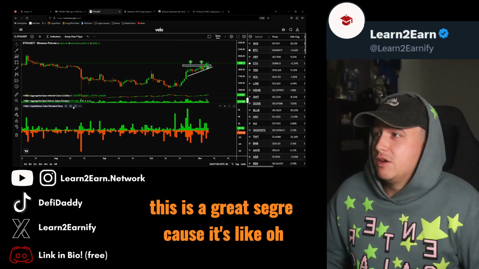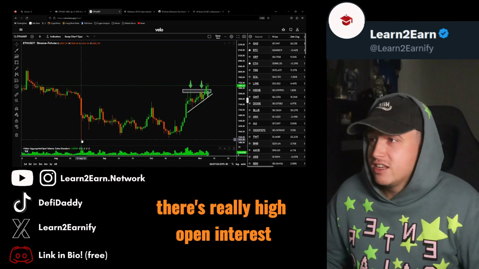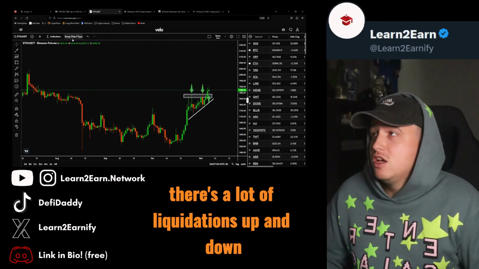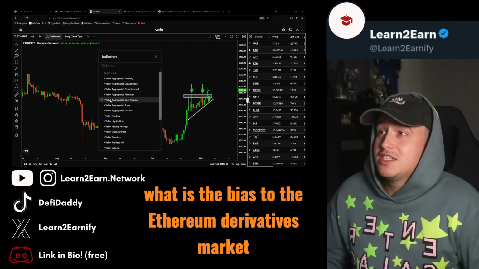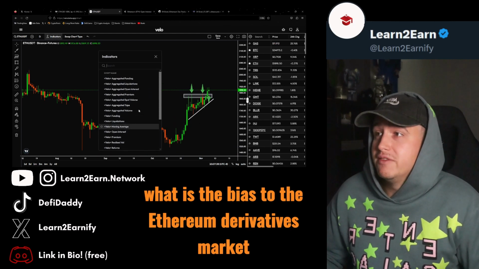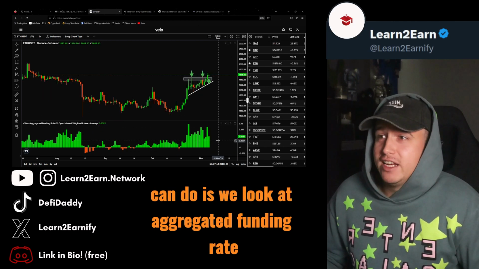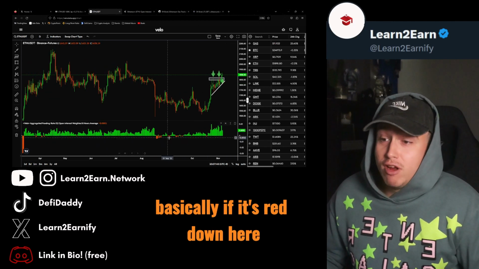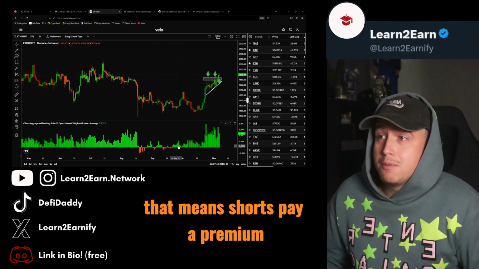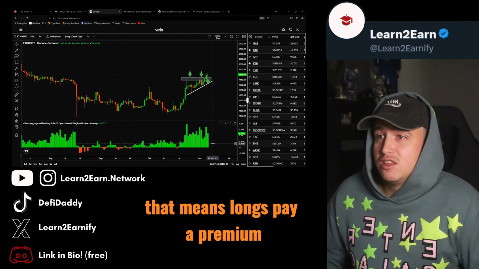This is a great segue because there's really high open interest, and there's a lot of liquidations up and down. What is the directionality? What is the bias of the Ethereum derivatives market? What we can do is look at aggregated funding rate. Basically, if it's red down here, that means shorts pay a premium, and if it's green, that means longs pay a premium.